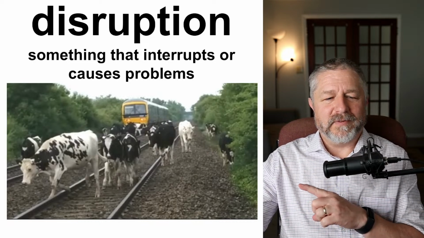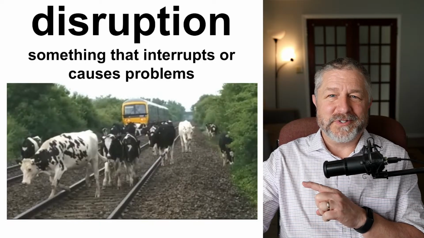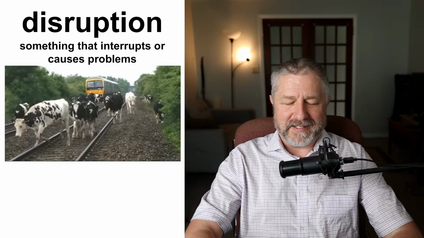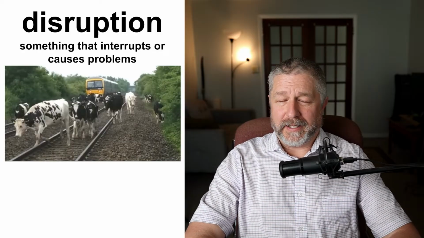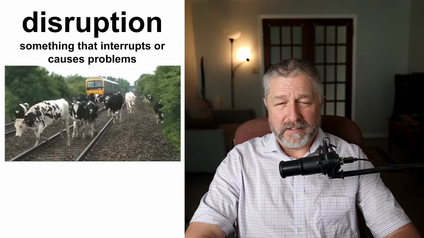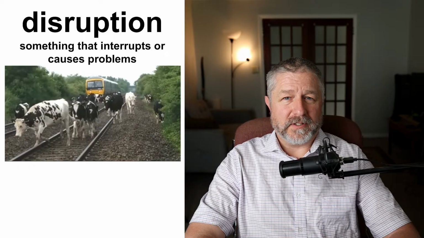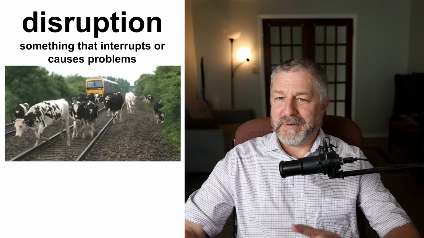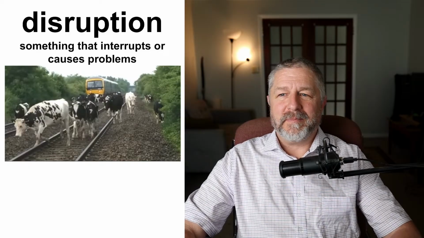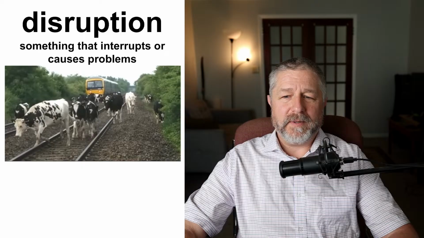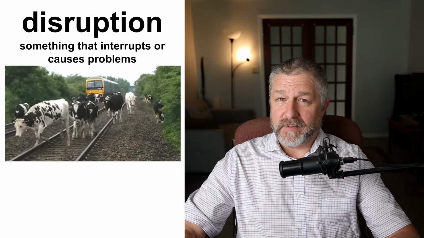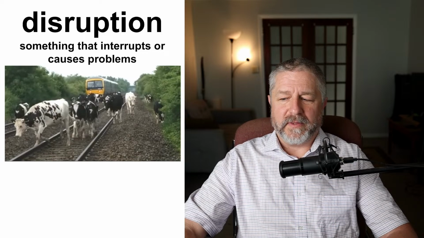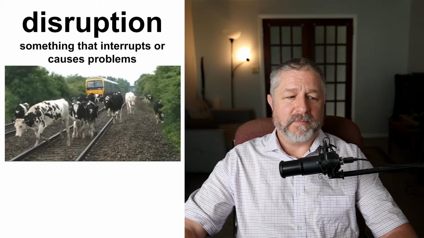I've never seen this before, but when I did a search for disruption, this was one of the first pictures, and I thought it was an excellent example. If you're waiting for a train and the train is late, there was probably a disruption somewhere earlier in the train's journey. Maybe cows on the track, maybe the train broke down, maybe the computers weren't working, maybe there was a malfunction and that caused a disruption. So it's whenever something doesn't go the way it's supposed to go.